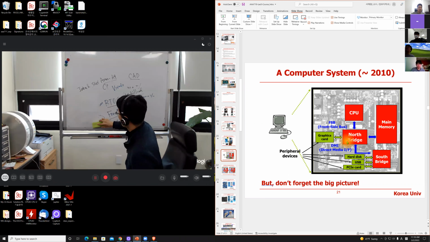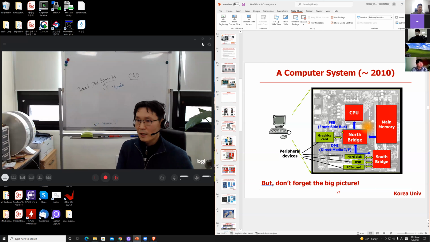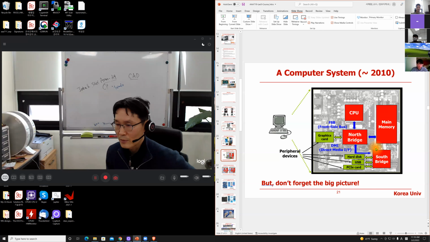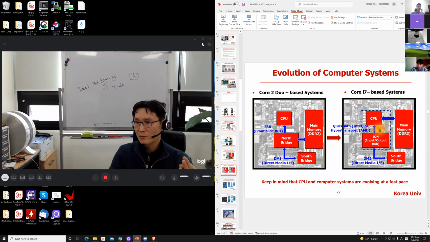Three components, right? Again, CPU, memory, I/O devices. We have the CPU, main memory, and the green boxes are I/O devices: graphics card, hard disk, USB, and so on. North Bridge and South Bridge are also very complicated chips, but the main function of this chipset is connecting the CPU to I/O devices, like the hard disk, USB, PCI Express. So simply, it is a communication medium, connecting the CPU to I/O devices and the CPU to memory. The main message: the computer system is CPU, memory, I/O devices.